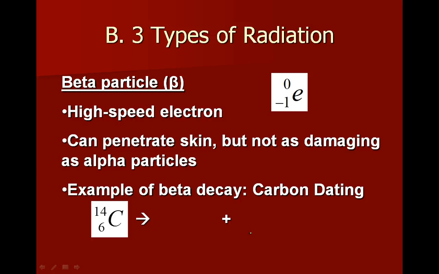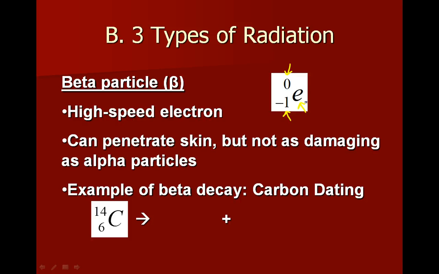Okay, type number 2. The beta particle. This is a high-speed electron, essentially. The symbol for it has a 0 because it has a mass of 0, and -1 for protons. Well, -1 proton, that would be an electron. The opposite of a proton is an electron. So essentially, this is an electron that has a lot more energy than a normal one.